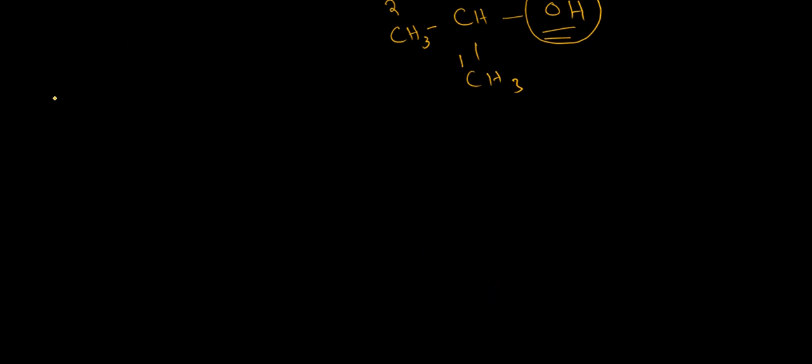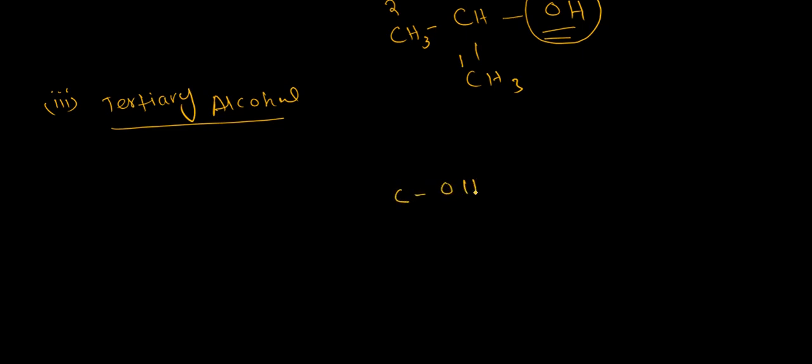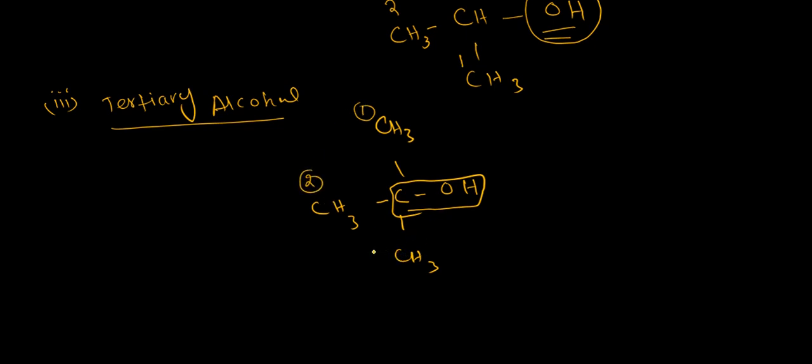The third is tertiary alcohol. If a carbon atom is directly attached to a hydroxyl group and it is furthermore attached to three more carbon atoms, then we can say that it is a tertiary alcohol. If we take this carbon as directly attached to the hydroxyl group and it is also attached to three more carbon atoms, such a type of alcohol is called a tertiary alcohol.